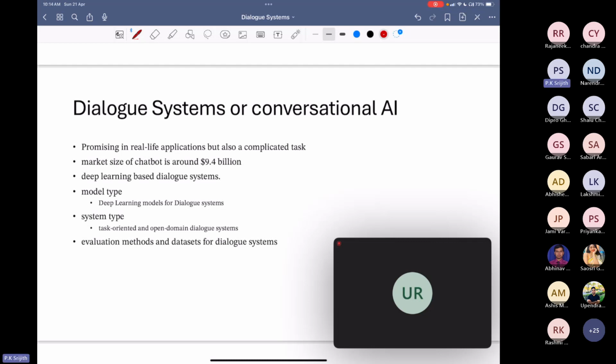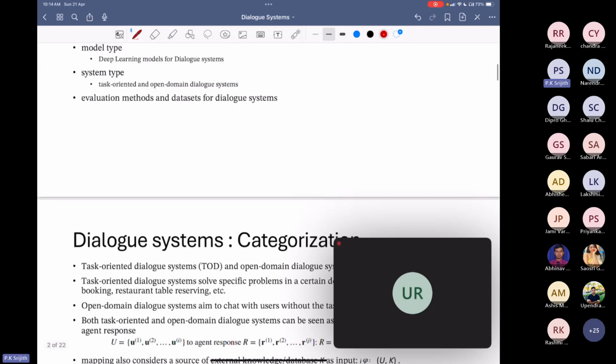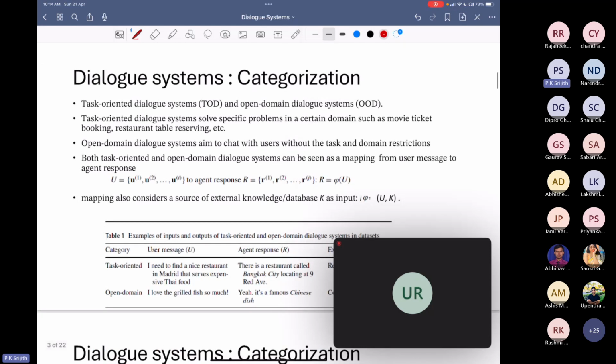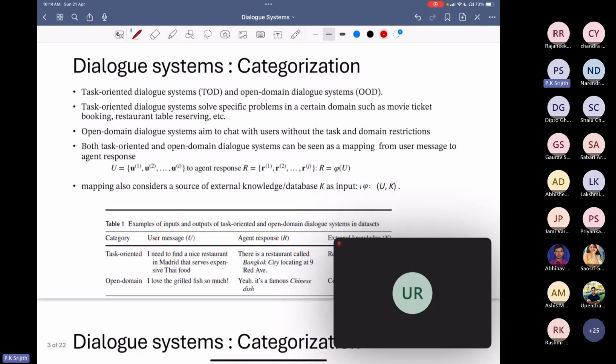And in general, the dialogue systems can be classified into two types. They are the task-oriented dialogue systems and open domain dialogue systems. And we will look at this categorization of the dialogue systems in slightly more detail.